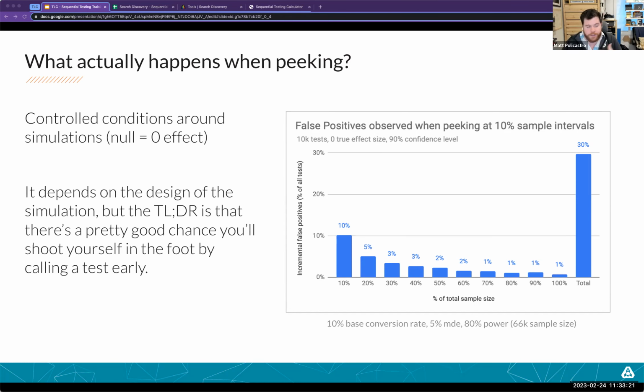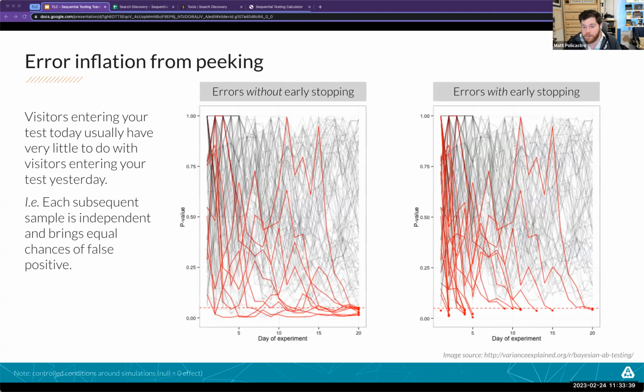And the TLDR is just that there's a pretty good chance that you're going to shoot yourself in the foot by calling a test early if you're not being careful. It varies by test design. It varies by the measurement criteria you're using, but more often than not, false positives are just a fact of life, and you have to control for those. And this is what we talk about when we talk about error inflation.